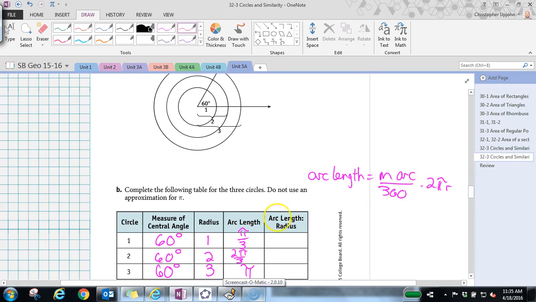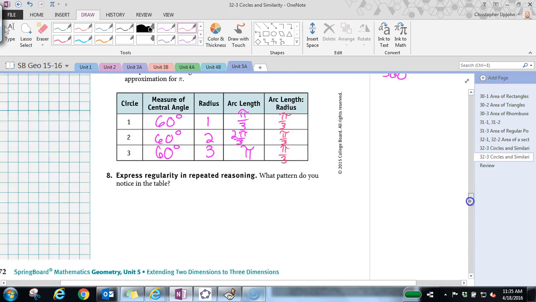When we divide arc length by radius, pi over 3 divided by 1 is pi over 3. 2 pi over 3 divided by 2 is pi over 3, the 2's cancel out. And pi over 3 is just pi over 3. So they're all the same.